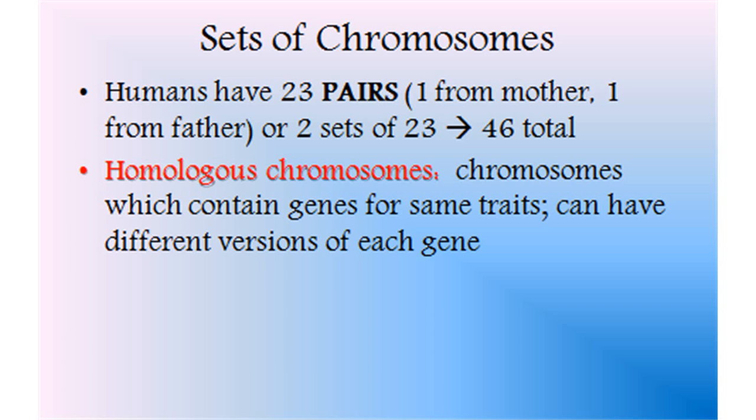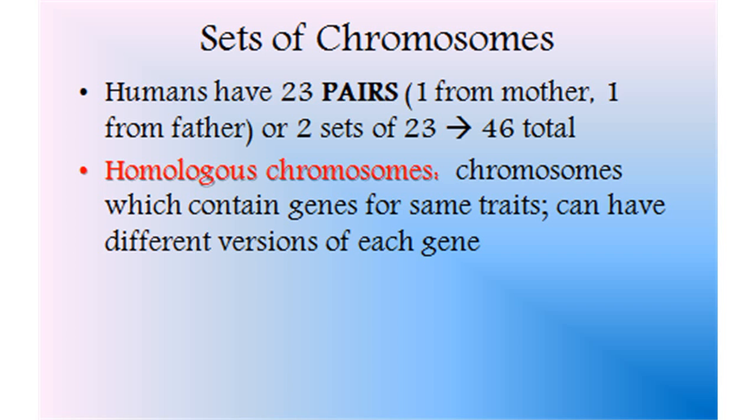So as far as sets of chromosomes go, we did talk about the fact that haploid cells have one set of chromosomes, diploid cells have two sets of chromosomes. Human normal body cells have two sets of 23 chromosomes each. Now, each of those 23 chromosomes has a matching pair, what we call a homologous chromosome, that goes with it. What these chromosomes have in common is they contain genes for the same traits.